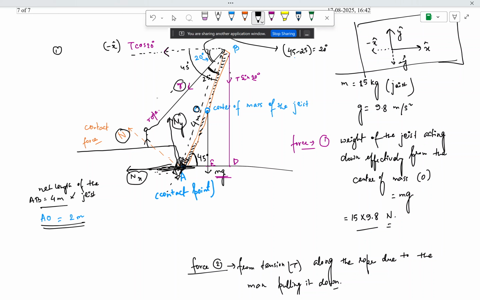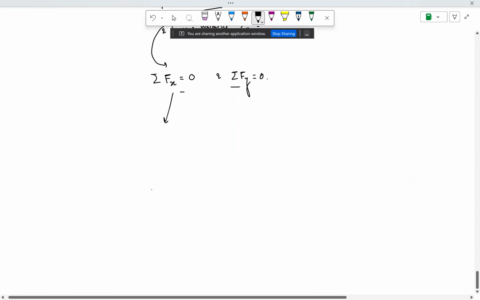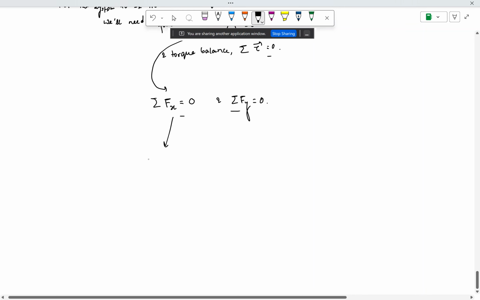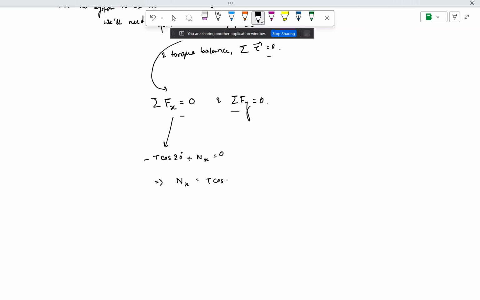So even if we have drawn this nx in the minus x arrow direction, to balance this T cos 20 degree force, which is already in the negative x direction, your nx will be in the plus x direction rather. So this is the force balance condition. So this means that minus T cos 20 degree is one force, plus nx, equal to 0. Or the first condition is that the horizontal component of the contact force nx is equal to T cos 20 degree. Okay, so this is your condition number 1, let's say.